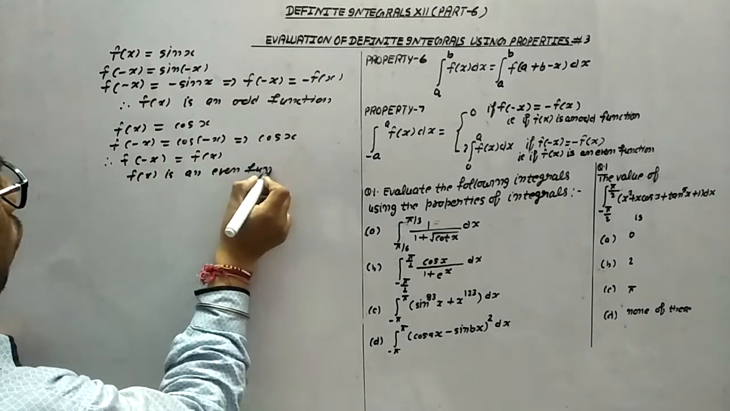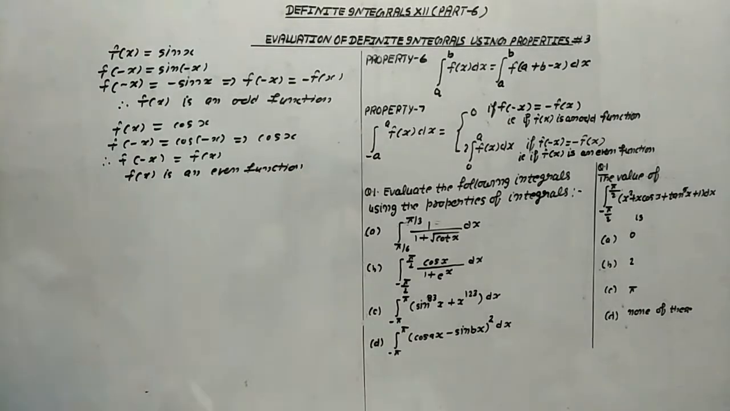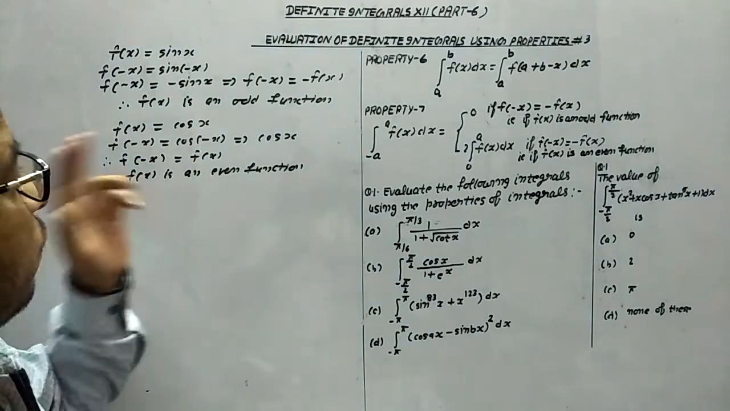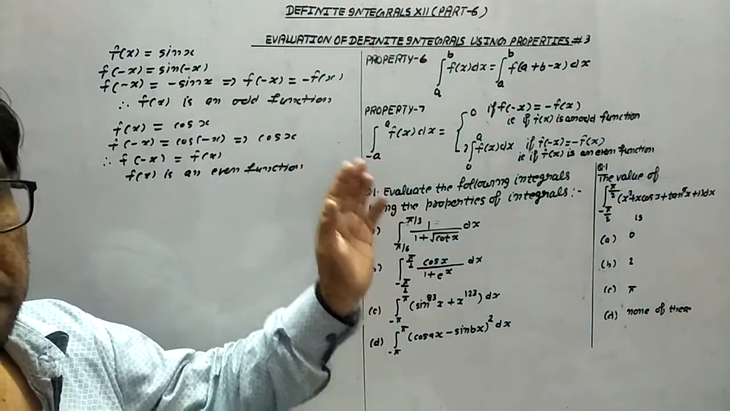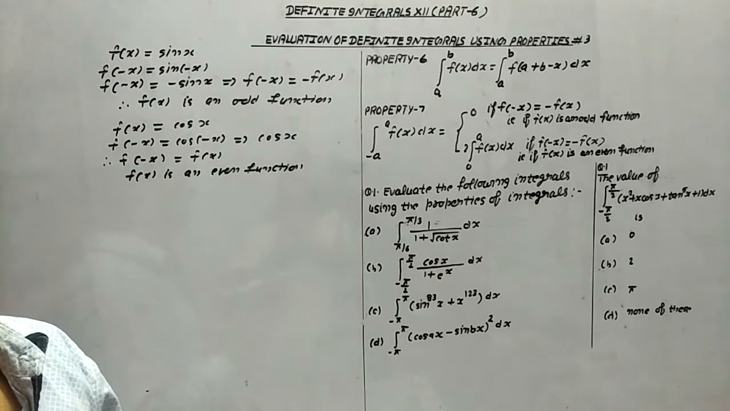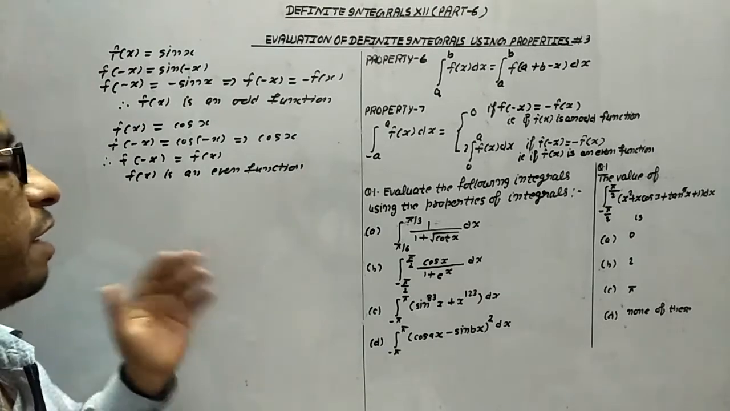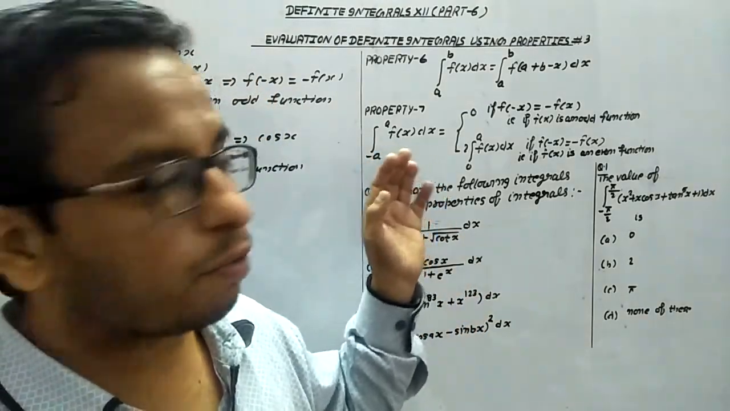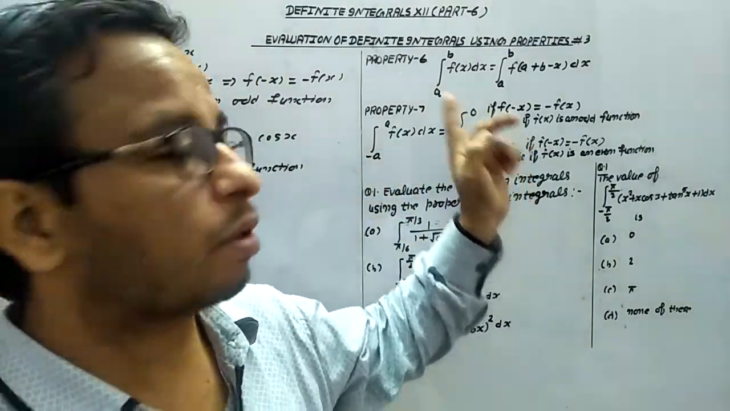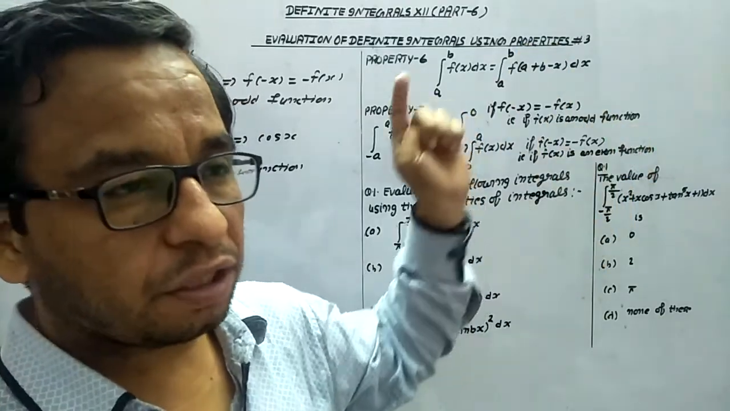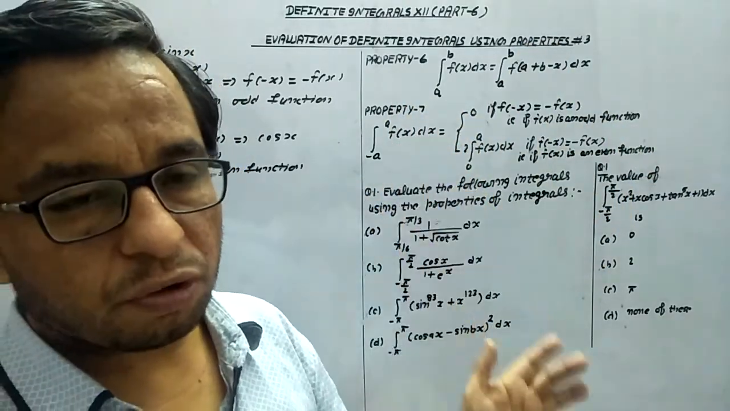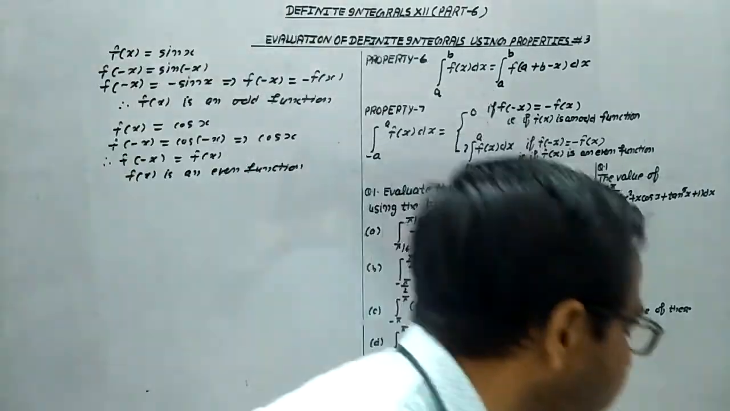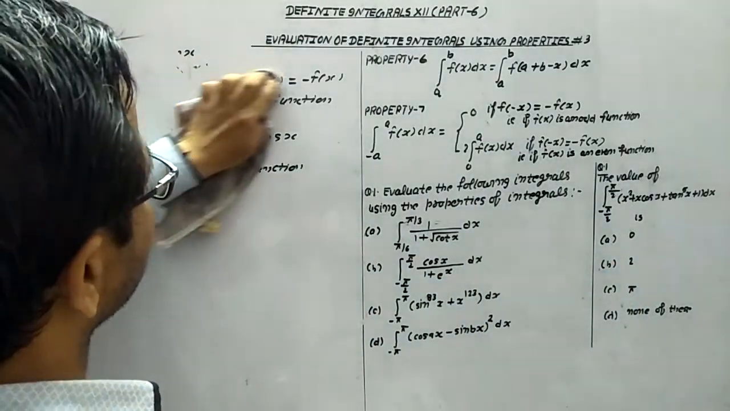So there are two types of functions: one is even and another is odd. Always remember this: if f(minus x) is equal to minus f(x), then it is an odd function, and if f(minus x) is equal to f(x), then it is an even function. On the basis of this, the property is: integration minus a to a f(x) dx is equal to 0 if f(x) is an odd function, and this is equal to 2 times integration 0 to a f(x) dx if f(x) is an even function. So on the basis of these properties, we will solve questions.